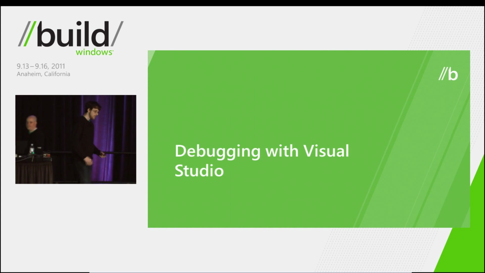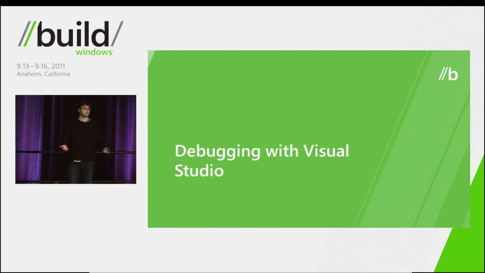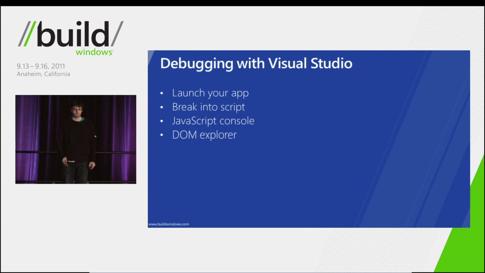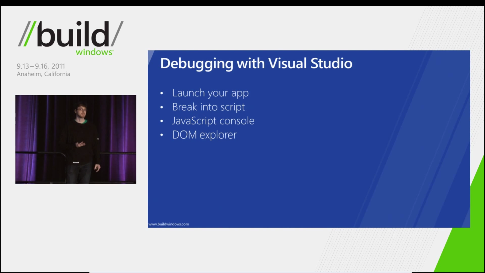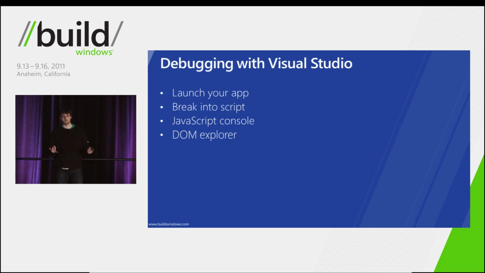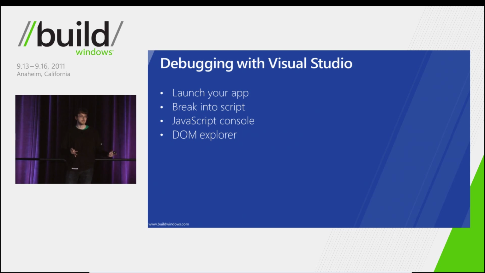Thank you, Eric. So first we're going to talk about debugging some JavaScript in Visual Studio. And really I want to cover 4 main things. We're going to talk about launching your app so you can debug it, breaking into script so you can see what's going on, and then 2 tools that are new to Visual Studio, which are the JavaScript console and the DOM Explorer. And these are unique to Metro-style apps that are built using JavaScript and CSS, so they have a little bit more power and flexibility than we're used to before. But they should also be very familiar to you if you've ever used the F12 tools in IE9.